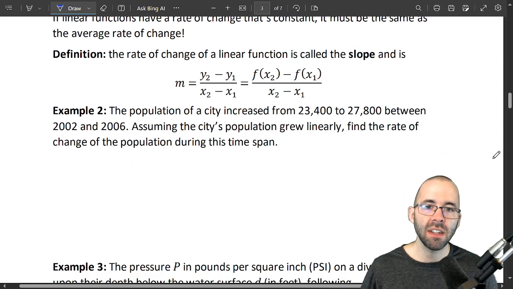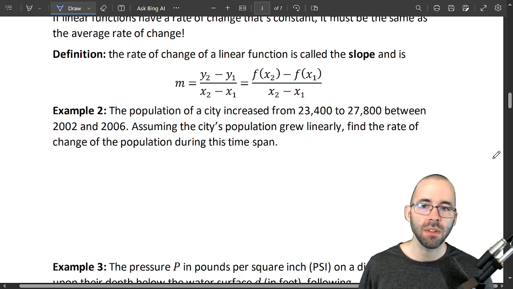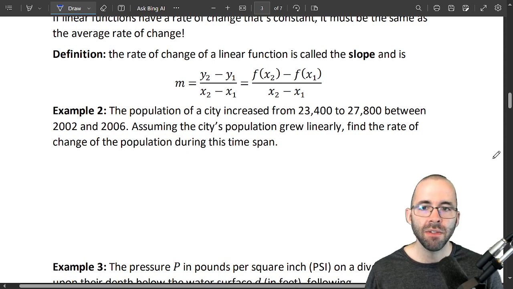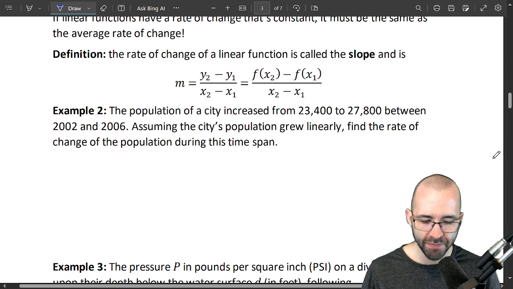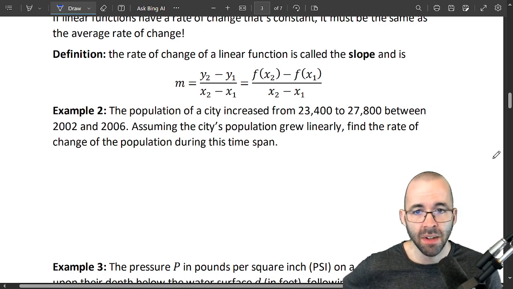The population of a city increased from 23.4 thousand to 27.8 thousand between 2002 and 2006. So let's assume that the city's population grew linearly. Find the rate of change of the population during this time span. Well, this is really just like a 1.3 problem.